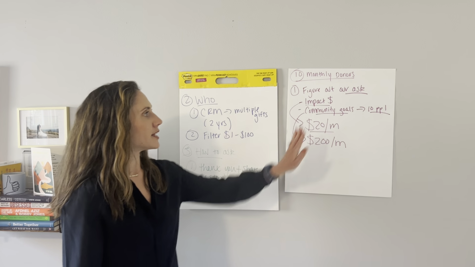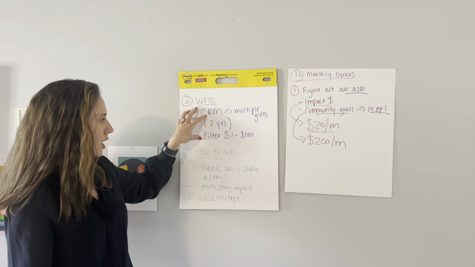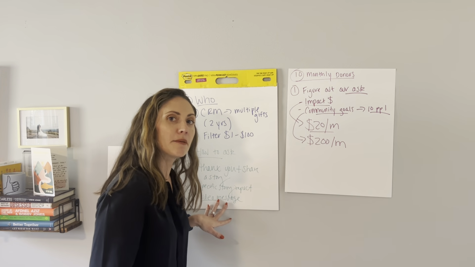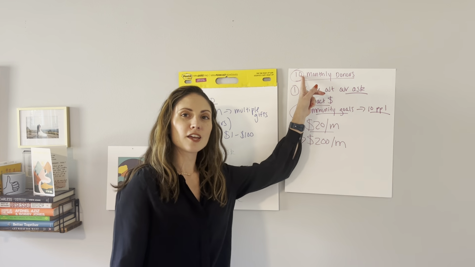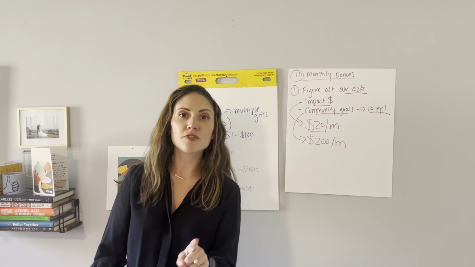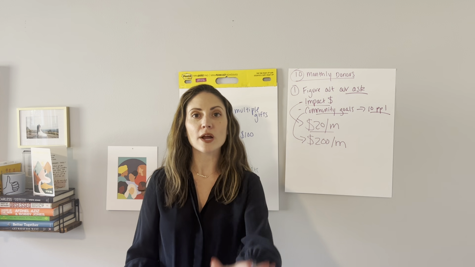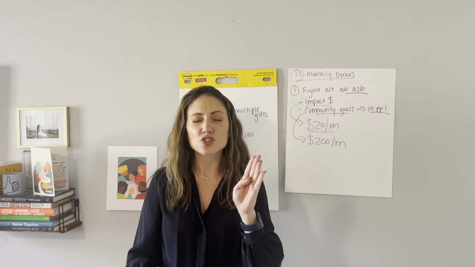So this process: figure out your ask, who are you talking to, do these 3 emails, and let me know if you reach 10 monthly donors. If you do not have somewhere to direct monthly donors to, this is so important.